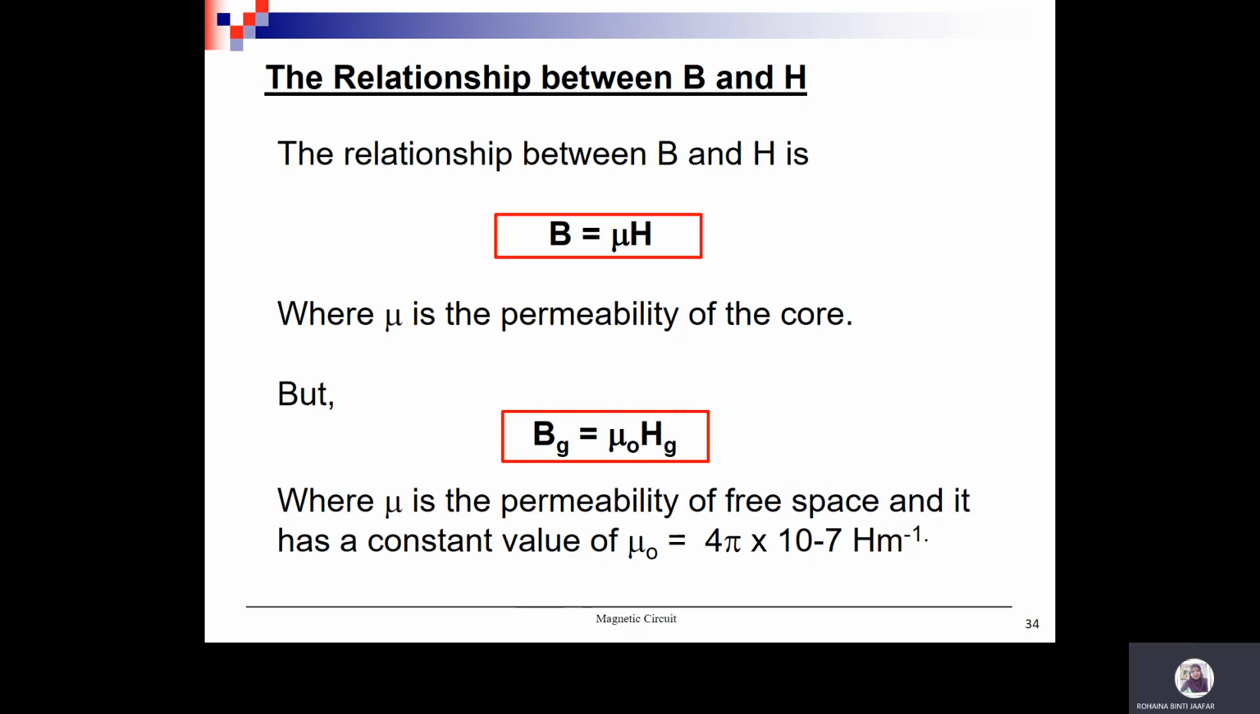And then the relationship between B and H: B equal to mu H, where mu is the permeability of your core, depending on the material you use. Bg is actually B at your gap. You know that your gap is an air gap, so you use mu naught. Mu naught is the permeability of free space, which is a constant. So your flux density in the air gap is Bg equal to mu naught Hg.